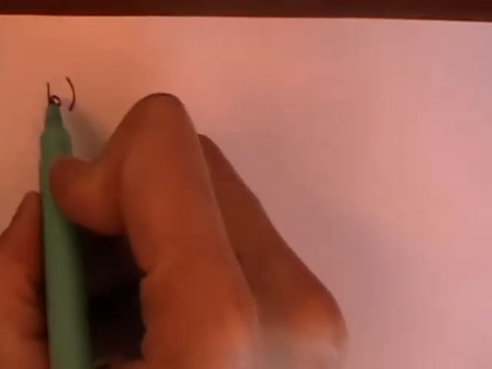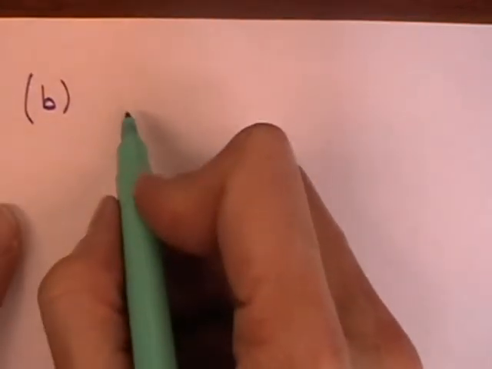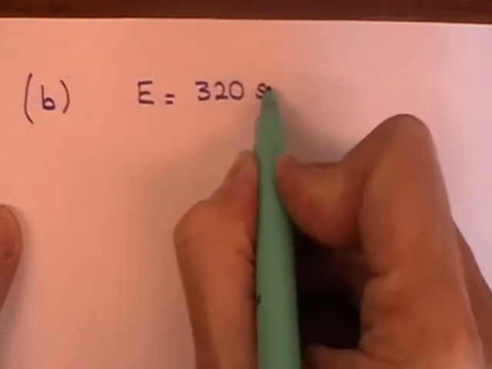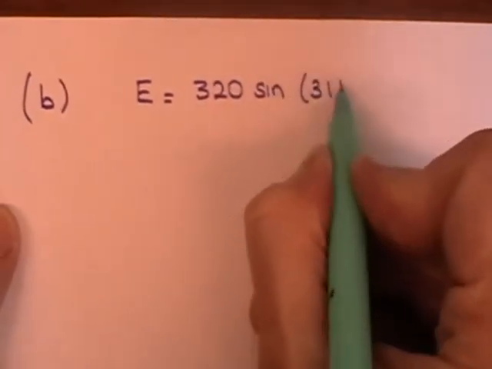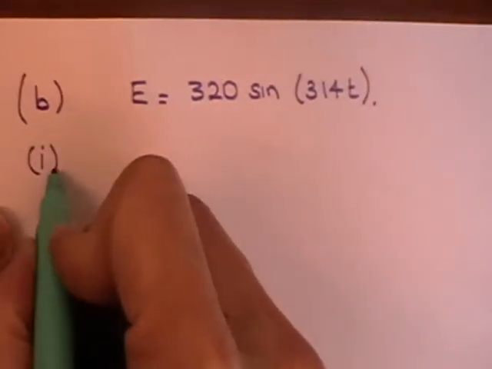I'm just going to do the next part on a blank piece of paper. It says for part B that the output voltage of a simple AC generator changes with time t as given by this equation: E is equal to 320 times the sine of 314t. Calculate the frequency of the generator.